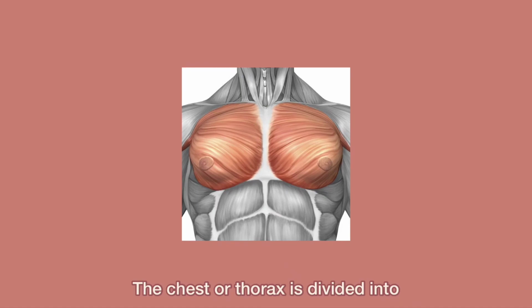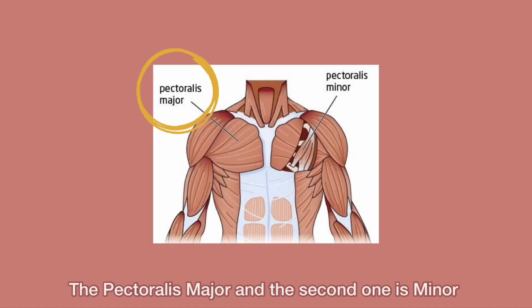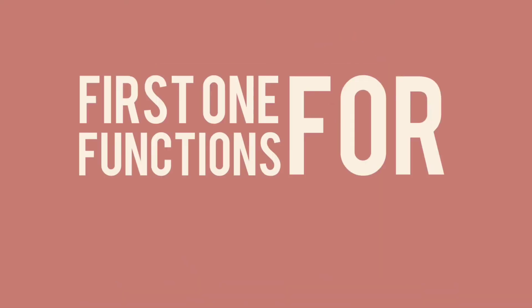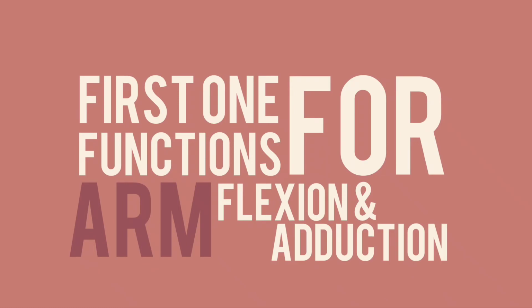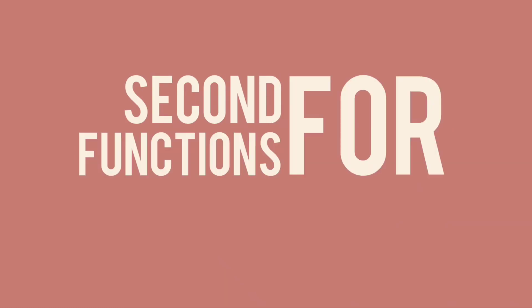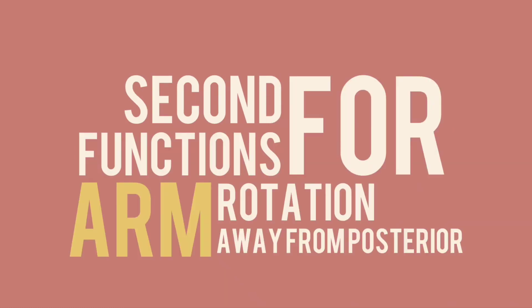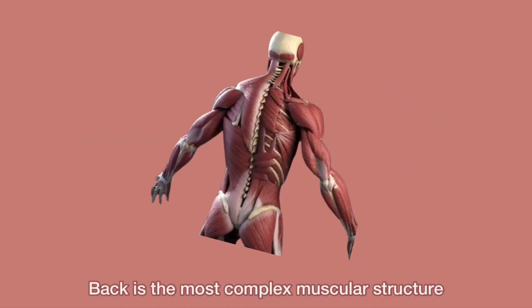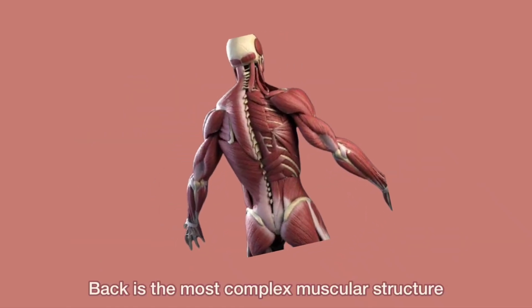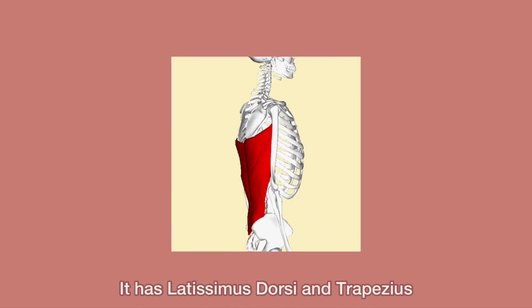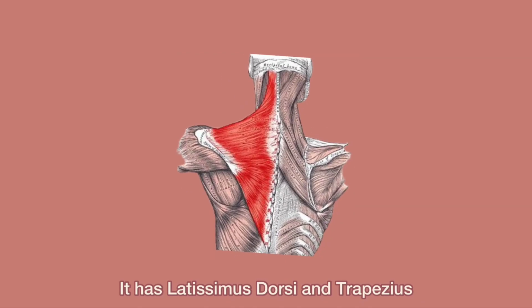1, 2, 3, go! The chest or thorax is divided into two parts. The pectoralis major and the second one is minor. First one functions forearm flexion and adduction. Second functions forearm rotation away from posterior. Back is the most complex muscular structure. It has latissimus dorsi and trapezius.